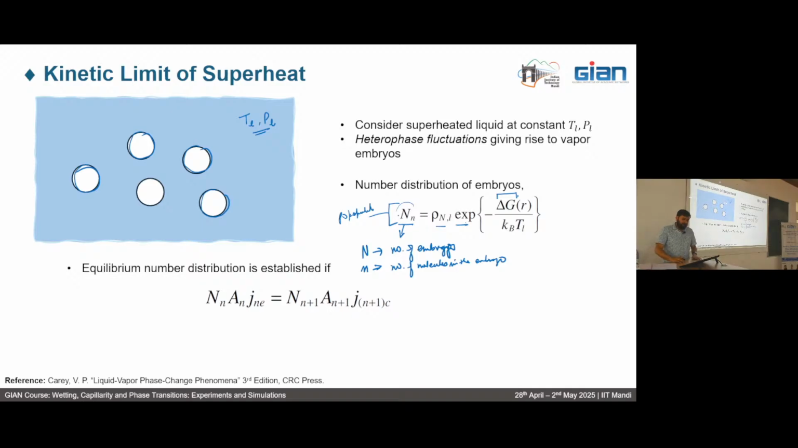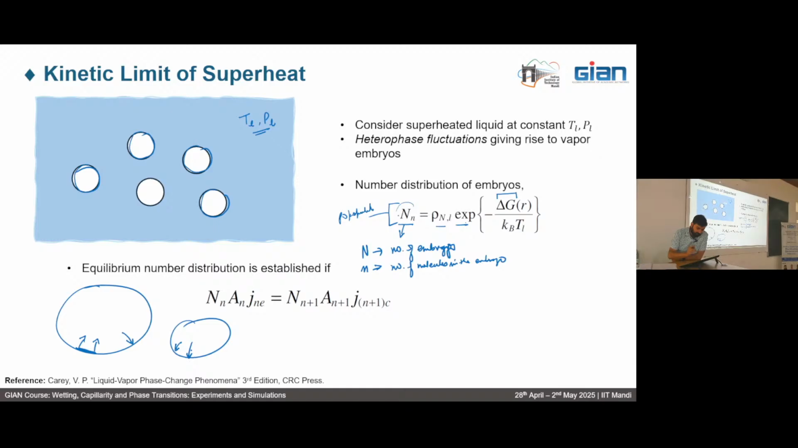And we also know that equilibrium distribution is established only if, for a particular population class, the number of molecules in that class that are evaporating are the same as those condensing back into the phase. So we can simply say that if this is your bubble, the number of molecules boiling off at this interface must be equal to the number condensing somewhere else on this interface, so that the number of molecules of the embryo remains the same.